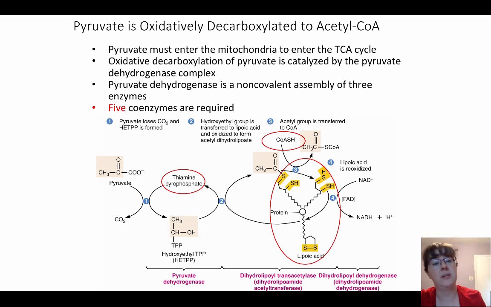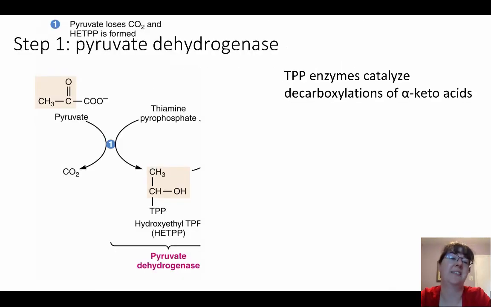In this, 5 different coenzymes are required. Those are thiamine pyrophosphate, lipoic acid, CoA, FAD, and NAD+. In the beginning, this enzyme is called pyruvate dehydrogenase. The very first step is pyruvate is going to be decarboxylated, and in doing so, it's going to go from pyruvate with 3 carbons to this hydroxyethyl group that is then covalently attached to thiamine pyrophosphate.